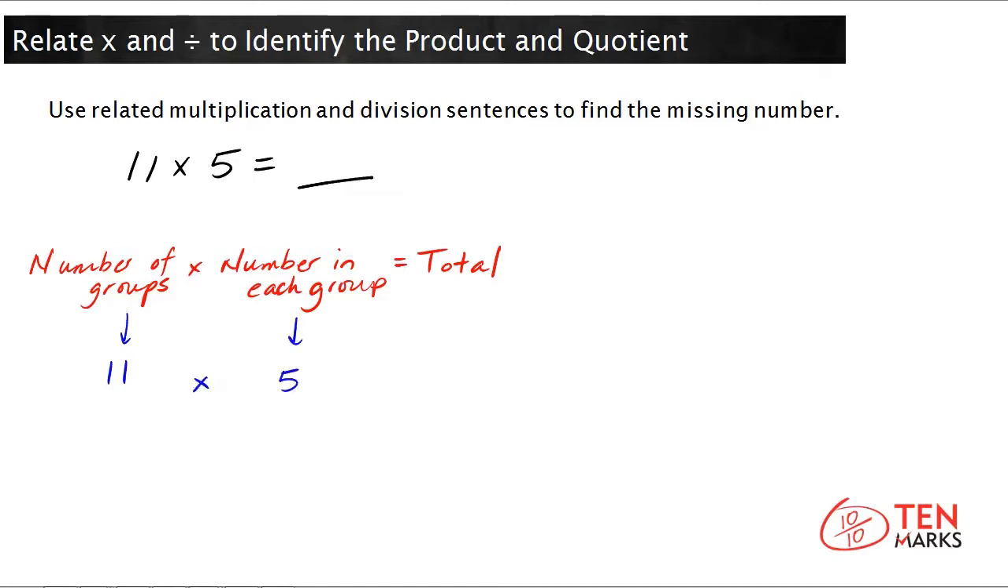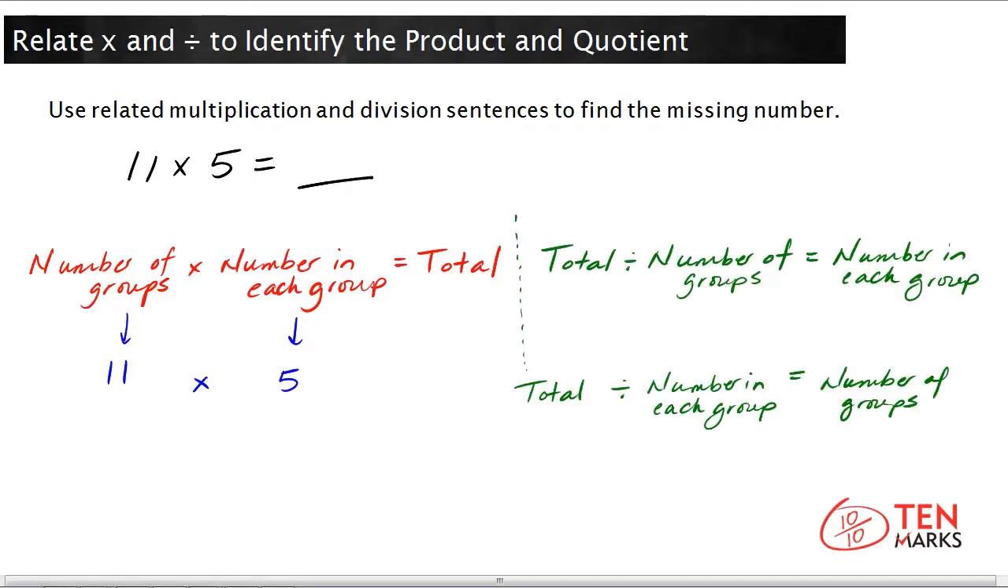Now, let's write the related division sentence for this problem. Again, there are 2 ways you can think about the division sentence. You can divide the total by the number of groups to find the number in each group. Let's write that out. The total is the number we're trying to find. The number of groups is 11, and the number in each group is 5. Or you can divide the total, which again we're trying to find, by the number in each group, which is 5, to find the number of groups, 11.